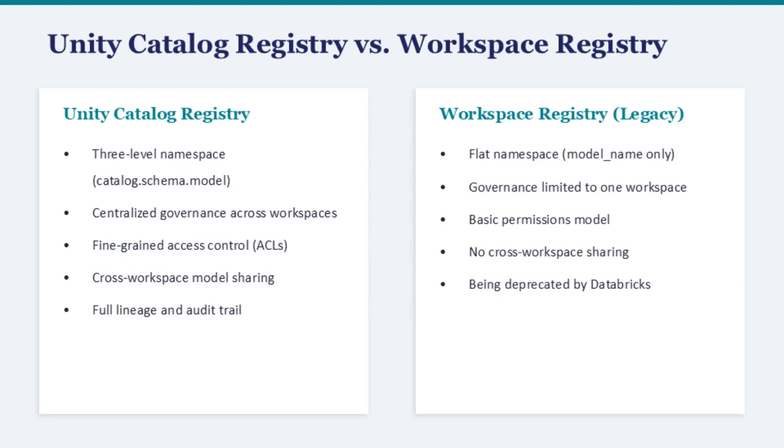On the other hand, the workspace registry, which is the legacy option, uses a flat namespace with just the model name. Governance is limited to that single workspace. Permissions are basic. There is no cross-workspace sharing, and Databricks is actually actively deprecating it. On the exam, whenever a question gives you a choice between registering in Unity Catalog versus the workspace registry, always choose Unity Catalog. You know the advantages very well.